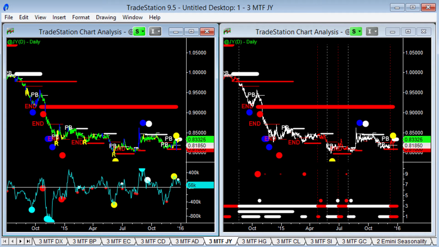Japanese yen. Now, Japanese yen's interesting because down here at 80 cents, we have kind of been bottoming for a year. I mean, it's been big moves kind of around here, but for the last year we've been hanging around that 80-85 level.